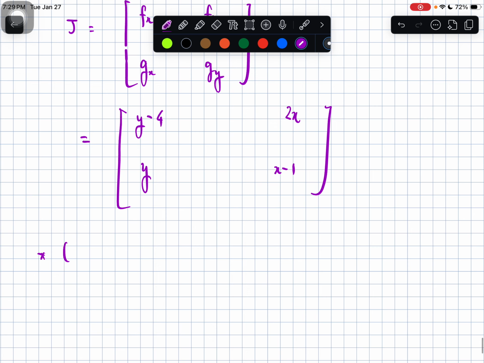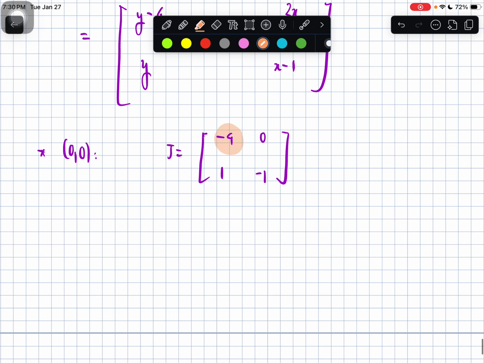Let's look at the critical point (0, 0). The Jacobian will be minus 4, 0, 1, minus 1. In this case, you see that it is a lower triangular matrix, with eigenvalues lambda 1 equal to minus 1 and lambda 2 equal to minus 4. We have a sink, a nodal sink in this case.